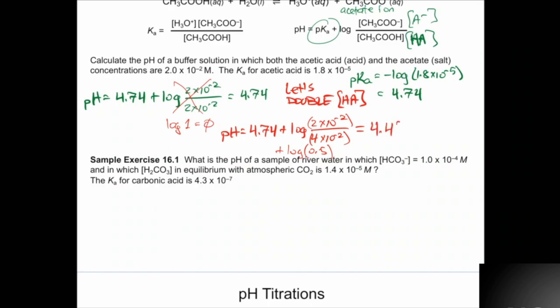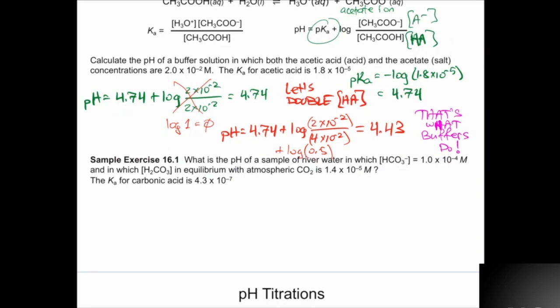So what did we do here? We added acid, right? We doubled the amount of acid. So we expect the pH is going to go lower because we're adding acid to the system. But it didn't go a whole lot lower. It just lowered from 4.74 to 4.43. So it lowered a little bit, but not by much. That's what buffers do. They resist large changes in pH when we, in this case, doubled it. We didn't just add a little bit, we doubled it. Okay? That's what buffers do.